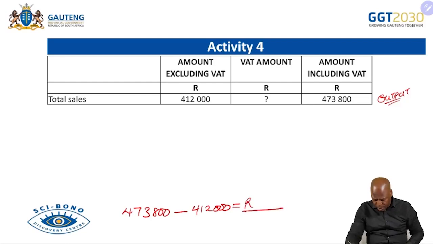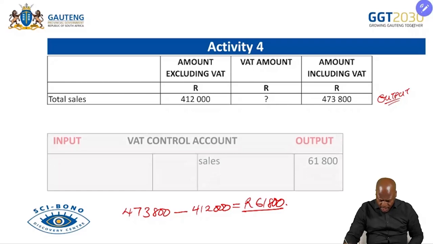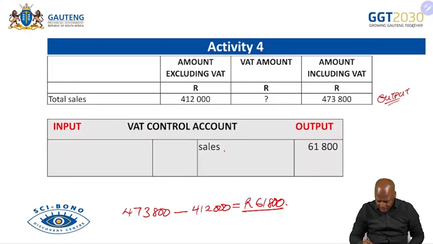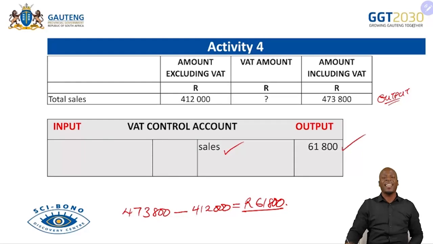I'm waiting for you guys to give me the figure. I'm waiting. Okay, I can see you're busy with the calculators. How much are you getting? Thank you. Someone is saying we get 61,800. Let's see how it would appear in the VAT control account. Sales, 61,800. Okay. Next one.